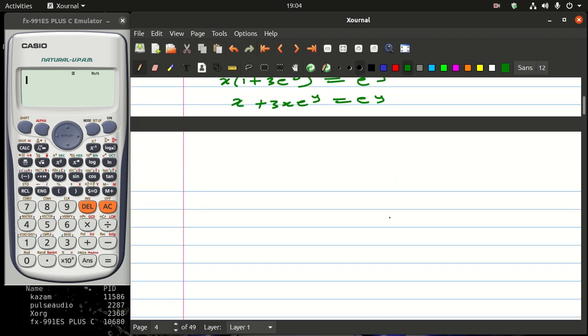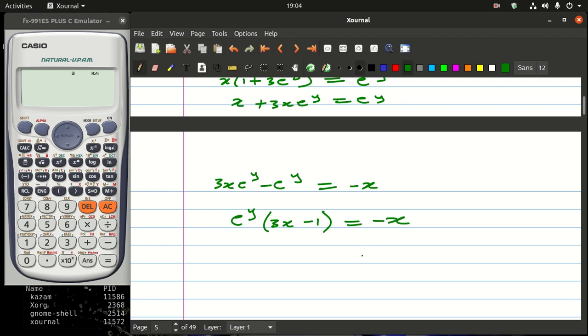Now, if you look carefully into this, I want everything that has a y on one side. So I'll have 3x e to the power y minus e^y. This one was positive, when it's jumping the equal sign, it becomes negative. And that side, I'm taking this to the other side, so it was positive, this side is going to be negative. And then I factorize here, I will end up having e^y (3x minus 1), and then this side will end up having minus x.